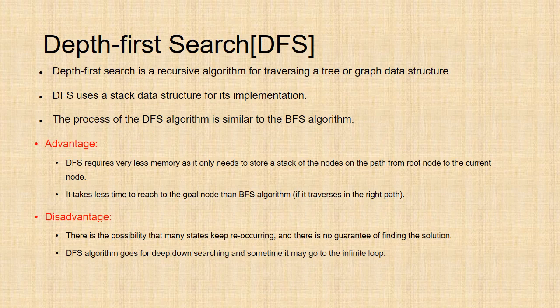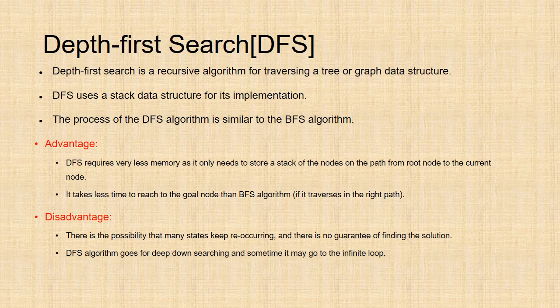The depth-first search strategy explores the deepest node first, then backtracks to explore other nodes. The depth-first search is a recursive algorithm for traversing a tree or graph data structure. It is called the depth-first search because it starts from the root node and follows each path to its greatest depth node before moving to the next path. DFS uses a stack data structure for its implementation.